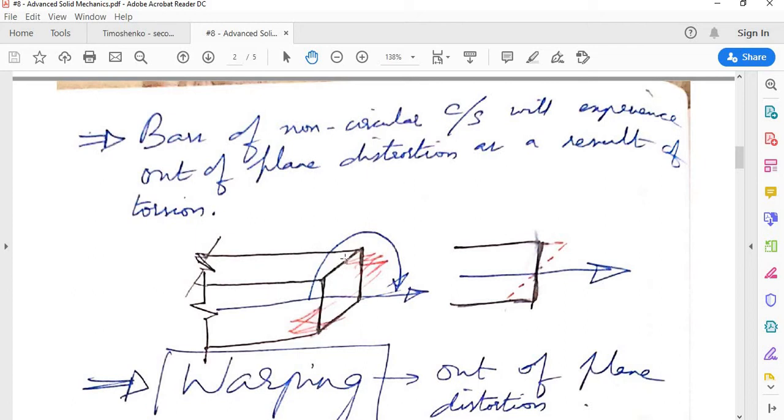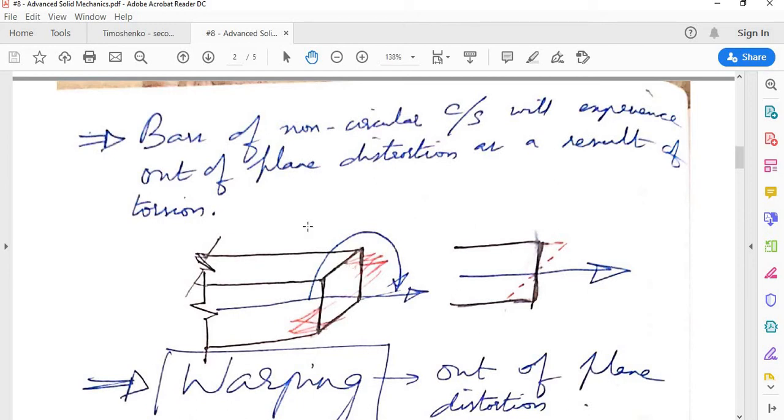What is seen is, if the cross section is circular, then the plane section remains plane. Remember, plane section remains plane is an assumption we used in the case of bending. In the case of bending, it is easy to understand, we have seen it. In the case of torsion, if you try to imagine it, at this end of the bar you are trying to twist it. As you are twisting, what we are expecting is that the original cross section, whatever it is, will remain as it is. Overall the cross section will twist, but the shape will remain the same.